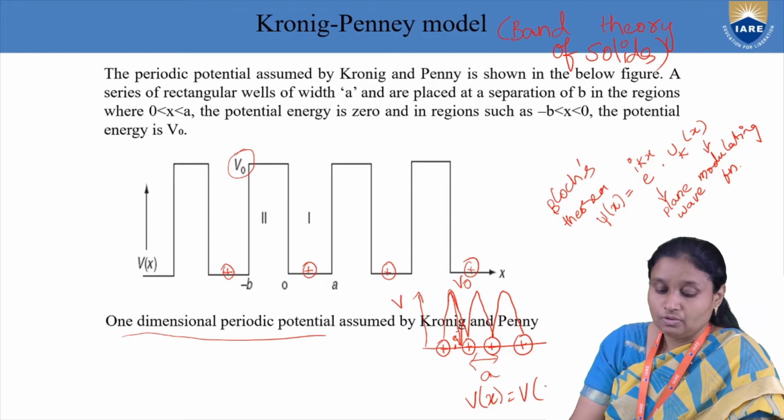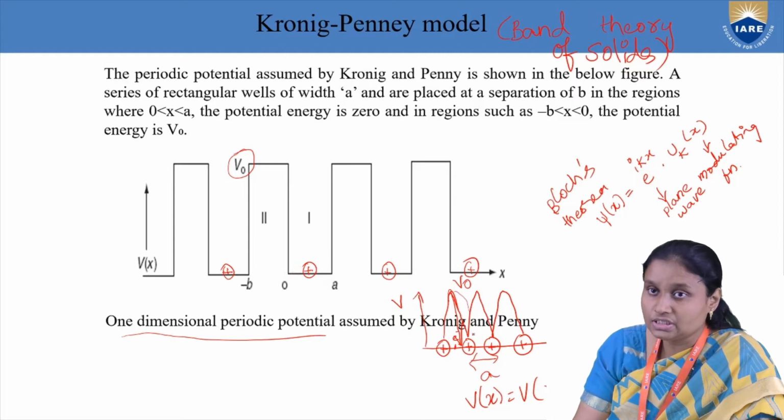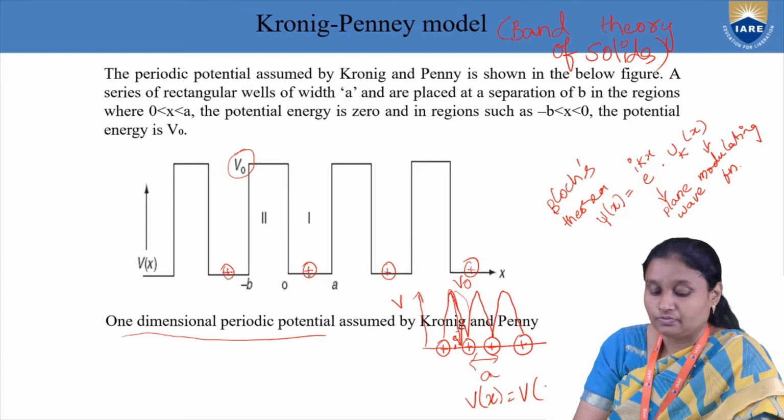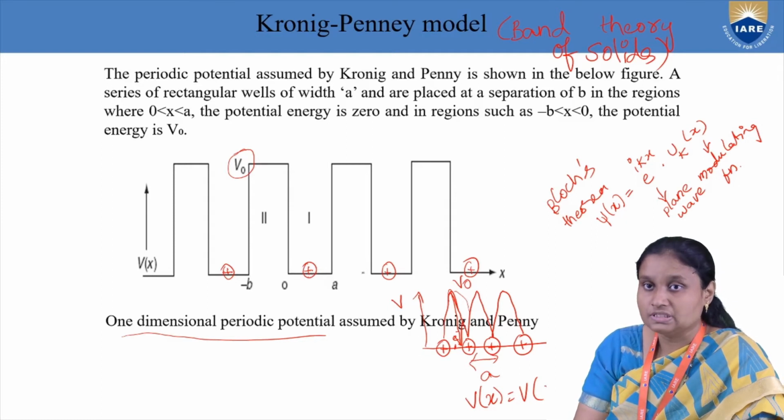Now when the same electron is approaching a positive ion, what happens to the potential? The potential is dropping to 0. Slowly it is moving towards the 0 value. And it will be the same for every two adjacent positive ions separated by a. a is called the interionic spacing.